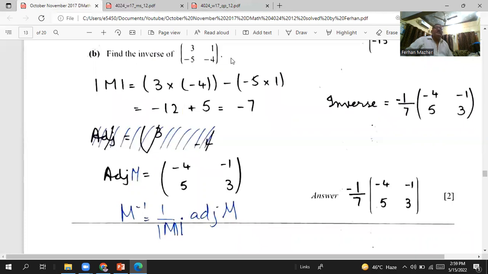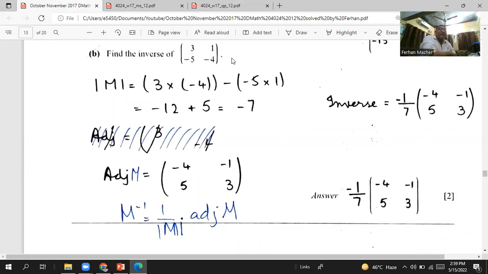then these two are multiplied with each other. So 4 into minus 3 into minus 4 will be minus 12, minus, and minus 5 into 1, that will be 5, and that minus will make it plus 5. So minus 12 plus 5, that will be minus 7. So the determinant is minus 7.